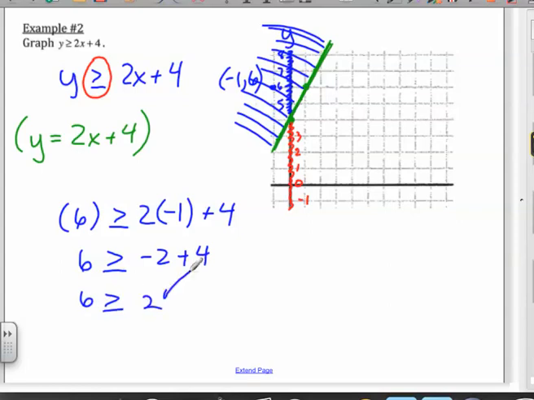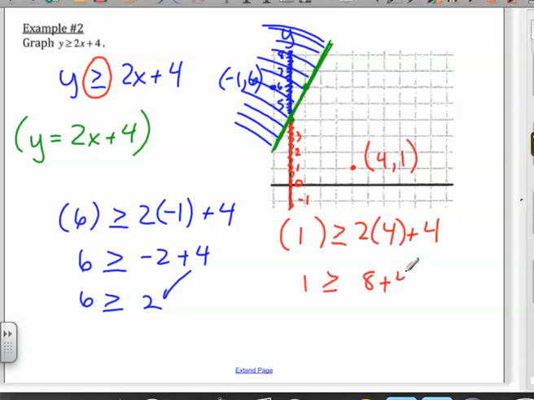Now, if I plugged in a point from over here where it's not shaded, let's say 4, 1. If I plug that in, it's not going to be true. Let's plug in 4 for my x and 1 for my y. So I'm going to get 1 is greater than or equal to 8 plus 4. 1 is greater than or equal to 12. That's not true. And we wouldn't expect it to be true because it's not in the shaded area.